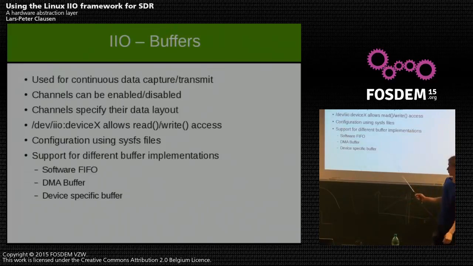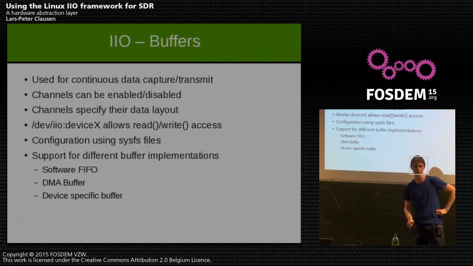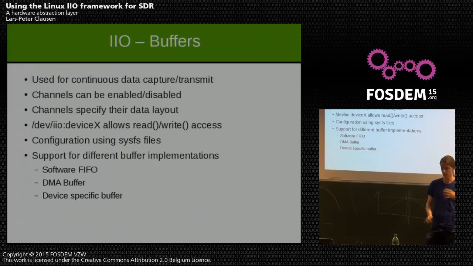The IIO framework supports different buffer implementations. The easiest is, of course, a device-specific buffer, but we rarely need this. There's one software-based buffer, which is the FIFO. This is mainly used for slower sampling applications, sensors which sample at, I don't know, 100 hertz or something, or in the kilohertz range. When you get an interrupt, when the sample is ready, you read the sample from the hardware and write it into your buffer. And then the user space application eventually wakes up and can read from the buffer.